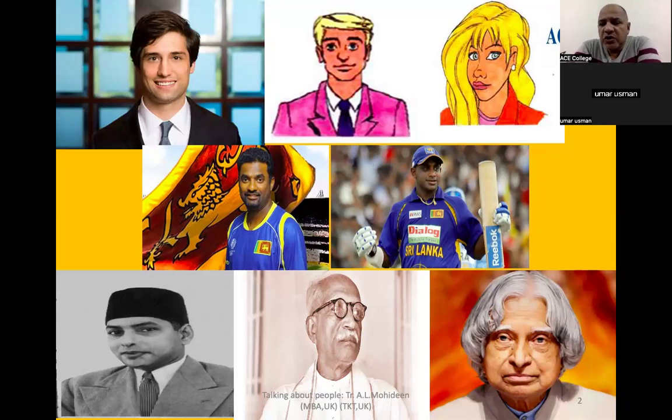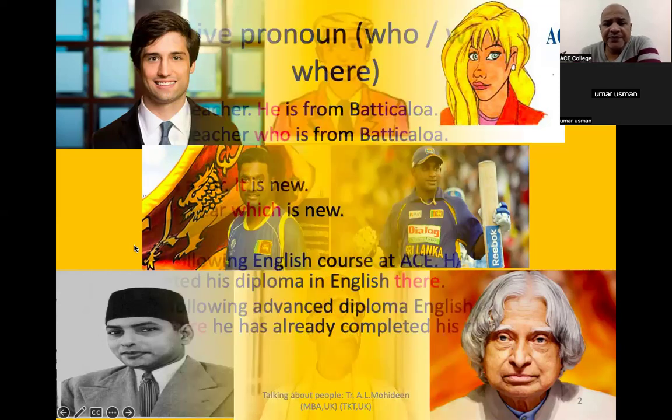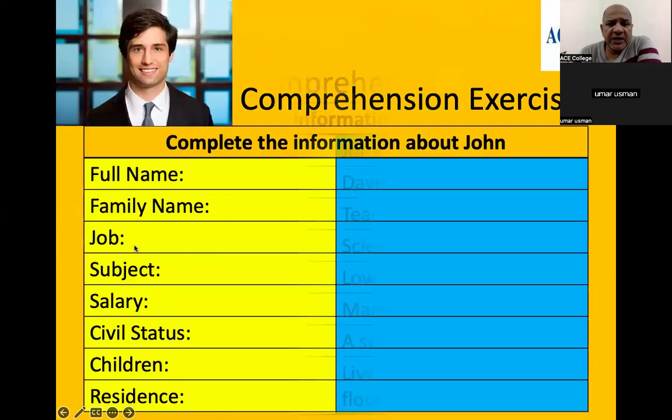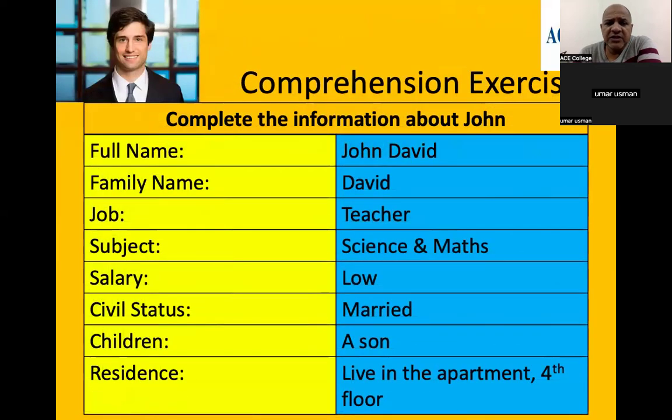If you are going to talk to somebody, there are two things we need: what to say and how to say. What to say is information, and how to say is the language. So the first person we have seen here is John David.